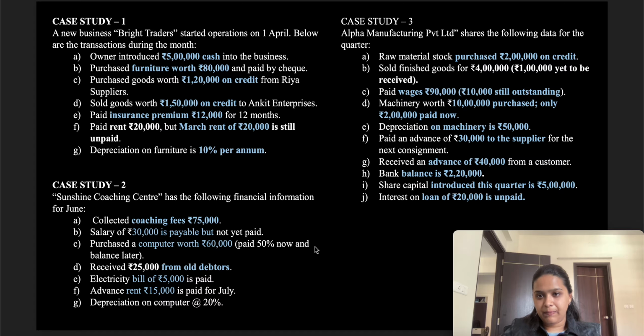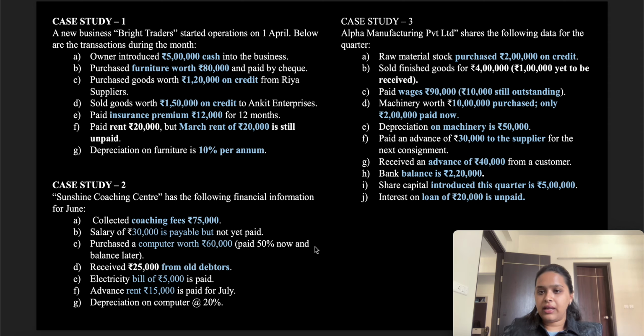Depreciation on machinery. So as we discussed earlier, in the previous example and the others, most of the plant and machinery will always depreciate, because their value will always be decreased, and they will not be able to provide the same level of output, or work at the same efficiency level. Hence we have to charge depreciation on that. Next is paid in advance of 30,000 to the supplier for the next consignment.